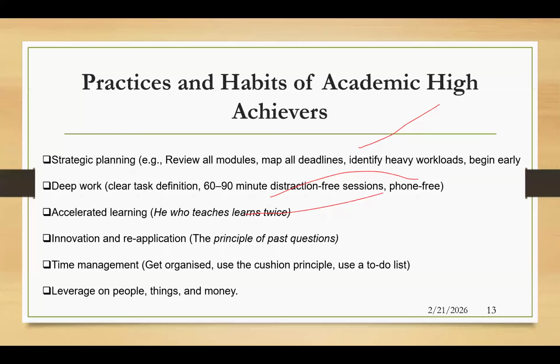Okay, JP. Yep. So there's a quick question. He said, during your studies, did you work and study? And for those who are working and studying and want to come out with great grades, what would you say to them?